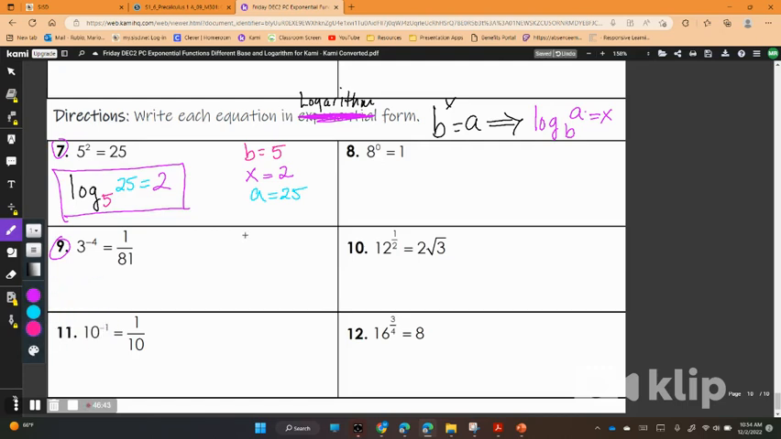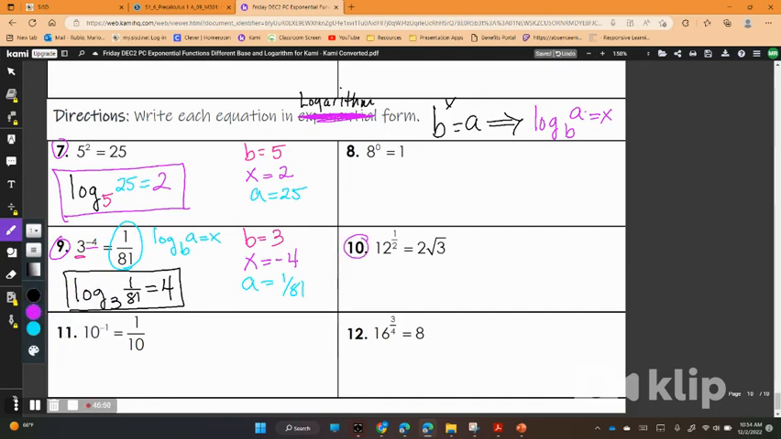Okay, let's try this one again. And like I said, I'll write out each step so you know where I'm getting these numbers from. Our base is 3. Our x is -4. And our a value is 1 over 81. So I'm going to write it as log base b of a equals x. So let's say log base 3 of 1 over 81 equals -4.